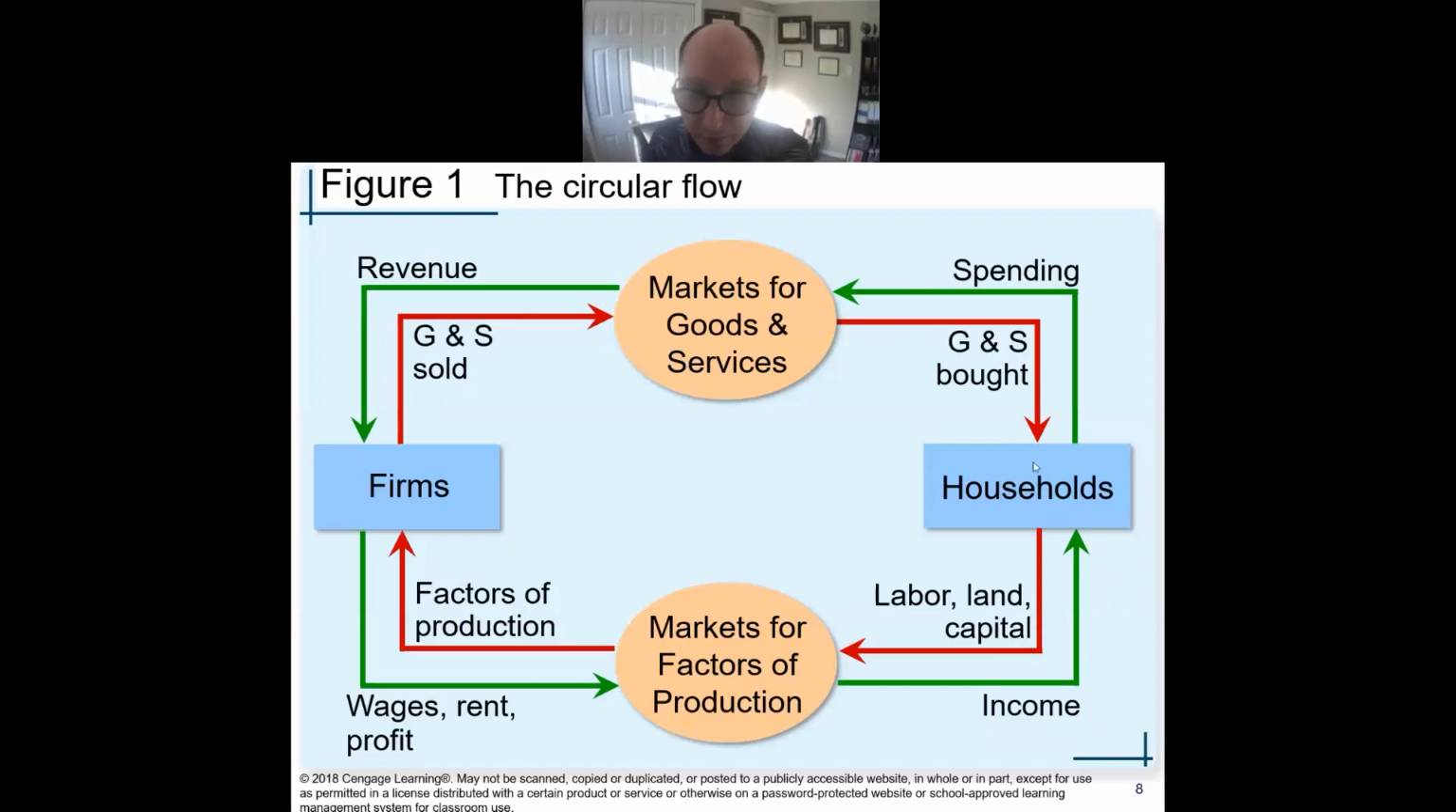Now, looking at this green line going the opposite direction, we see the outputs and inputs as it relates to revenue and expenses, income and spending. Okay, here's how it works. Let's start on the household side. Households spend money to buy finished goods that the firm made, right? And that spending that the household did is revenue for the company, right?